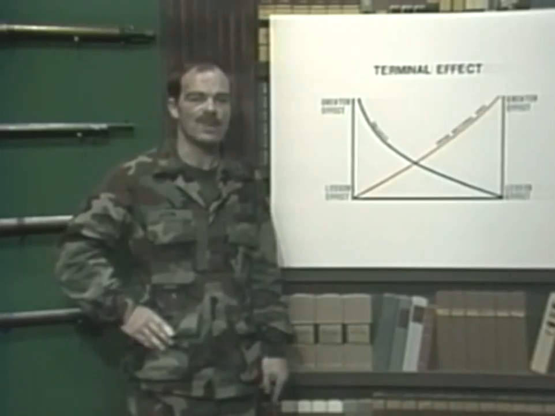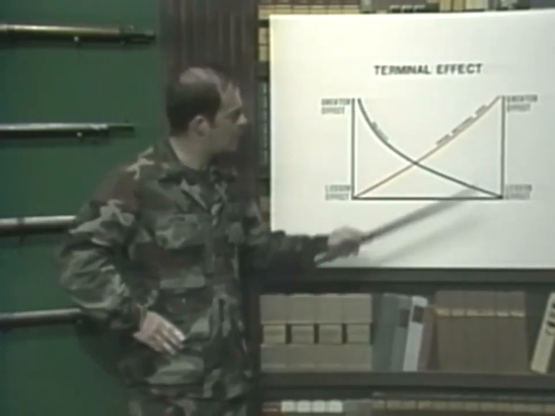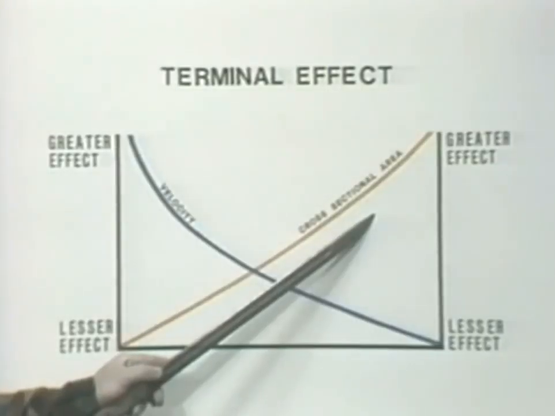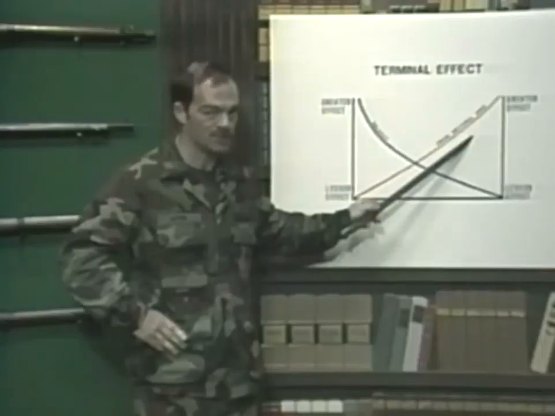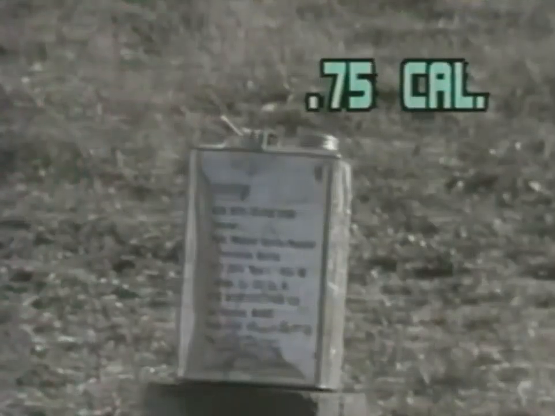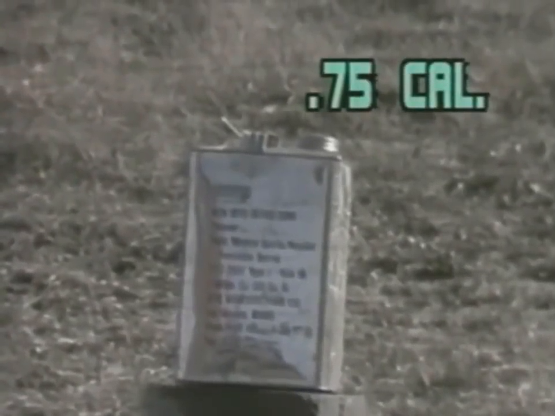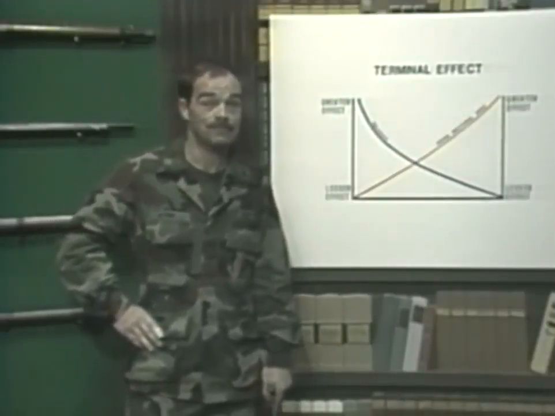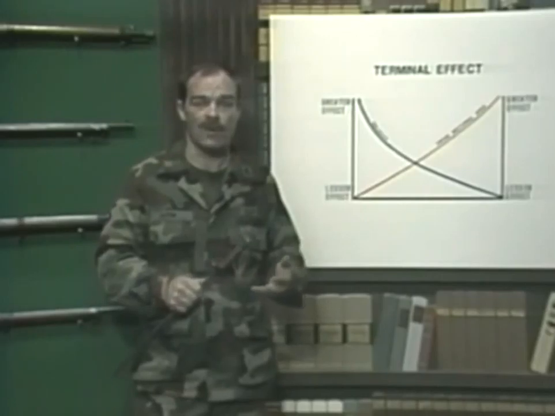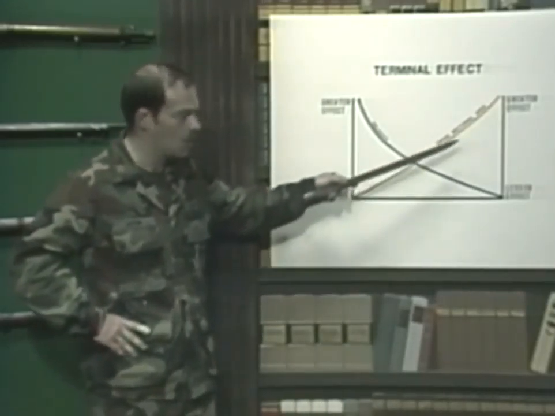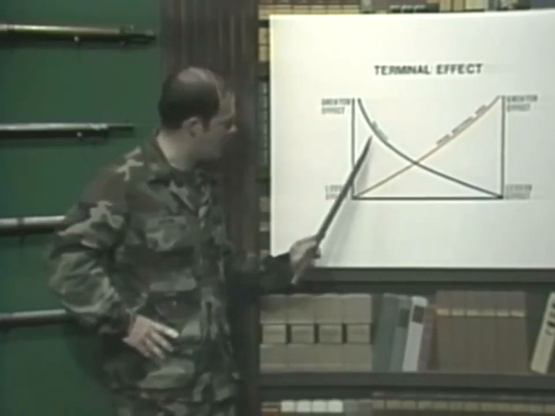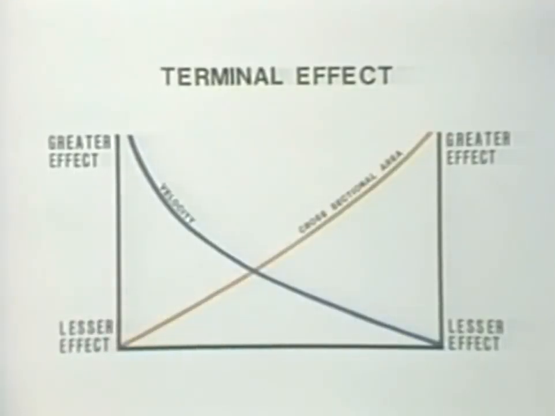Let's try a 75 caliber bullet like the Brown Bess musket ball with its much greater cross-sectional area at 1200 feet per second. That's more spectacular. As cross-sectional area increases, so will the effect on the water-filled can. But the velocity is nowhere near the magic numbers that the M16 salesman says are necessary.